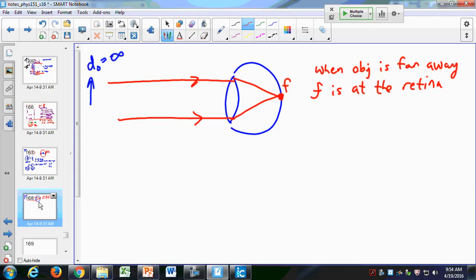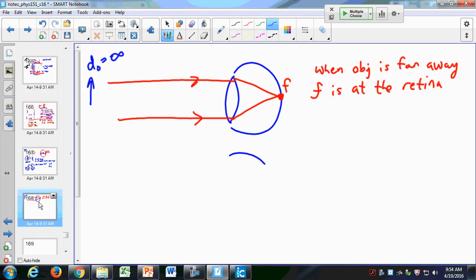That's one of the reasons you should not look at the sun, because when you look at the sun, it focuses all of the light's rays onto your retina, and it can take just a small amount of time to burn the back of your eyeball. All right. So when the object is far away, the focal point is at the retina.